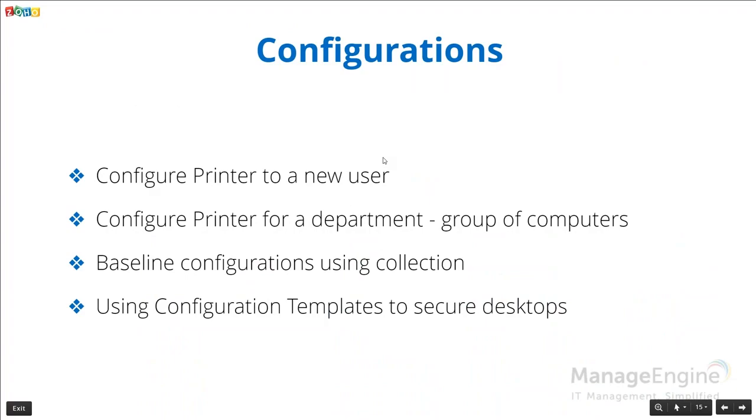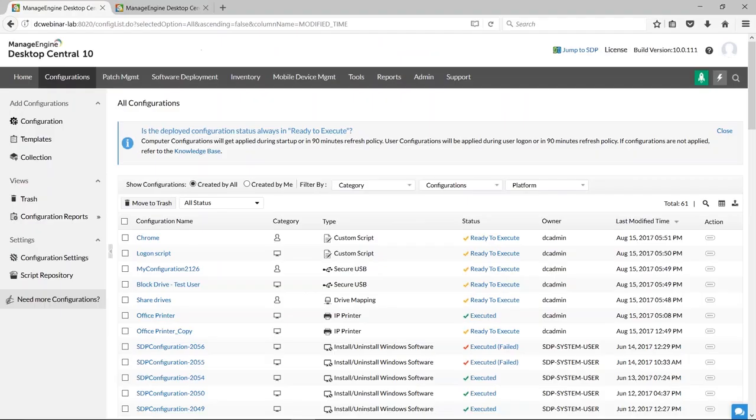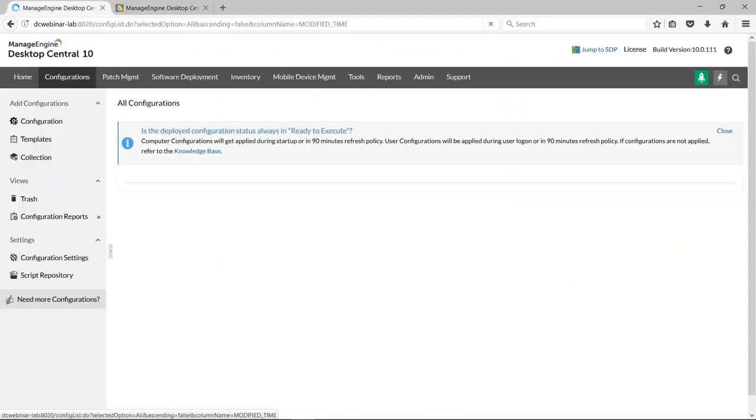So let's move on to the next configuration, USB device management. We're going to discuss how to secure the USB drives and how to exclude a specific group from accessing the USB drives, and to ensure that managers use the encrypted device, like any of the users who want to use the encrypted device.